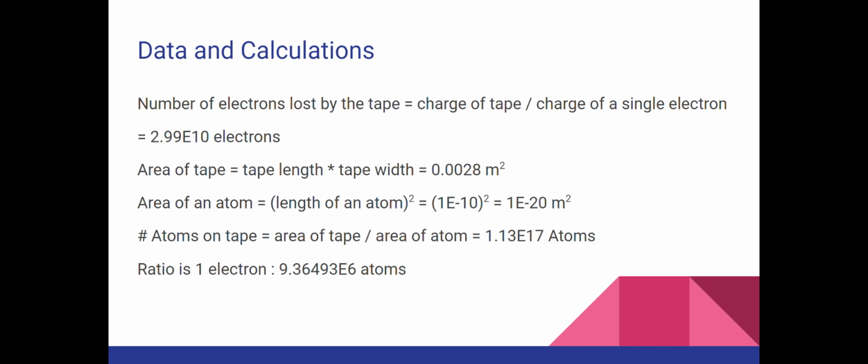The area of the tape can be found with the length times width, which was found to be 0.0028 meters squared, and the area of the atom is found by the square of the length of an atom, which is a known quantity as well, which results in 1 times 10 to the negative 20 meters squared. Therefore, you can also find the number of atoms on tape, which was found to be 1.13 times 10 to the 17 atoms. This results in an electron to atoms ratio of 1 to 9.36493 times 10 to the 6.